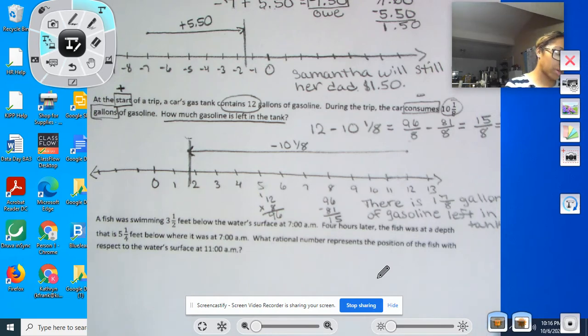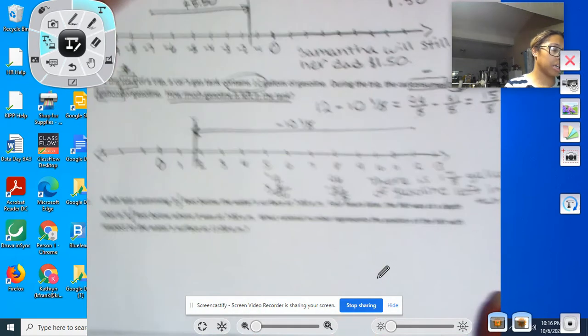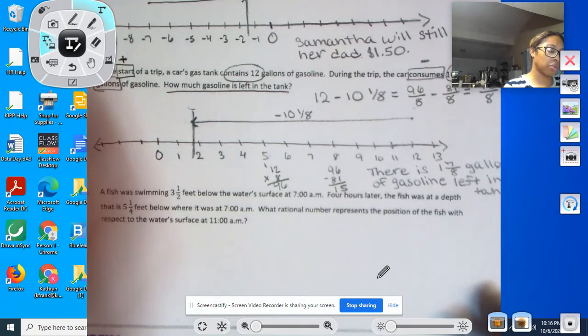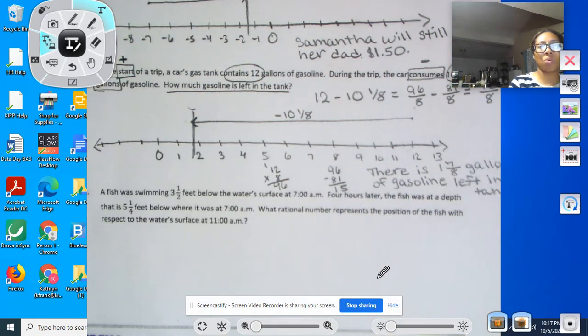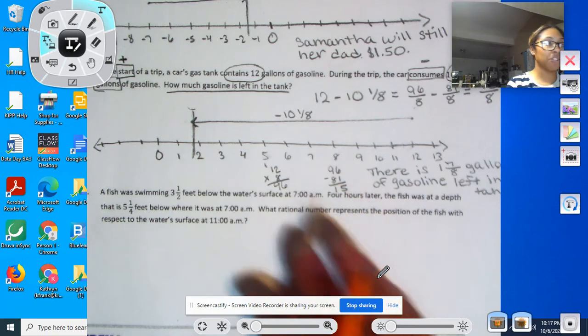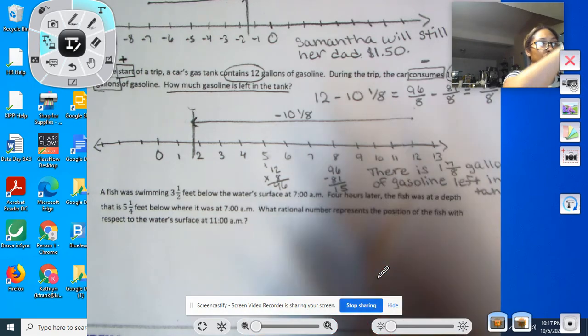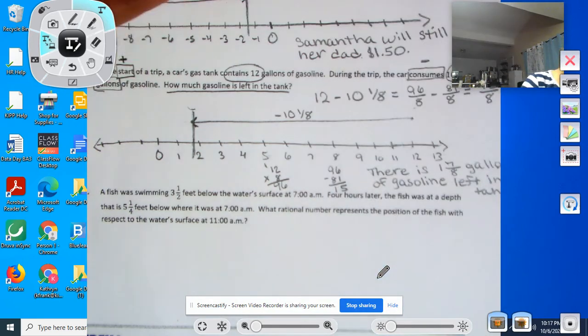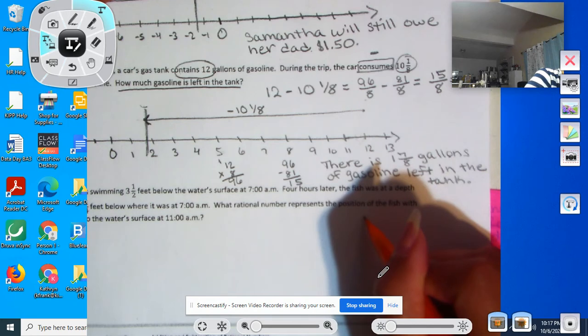So, what is happening here? Well, we're talking about depth. We're talking about water and depth. So, if we're talking about depth, that means how far down in the water the fish is going. Okay. So, that's what we're trying to see. At 7 in the morning, the fish was only 3½ feet below the water's surface. Okay. So, let's draw a picture so that we can see what they mean by this.